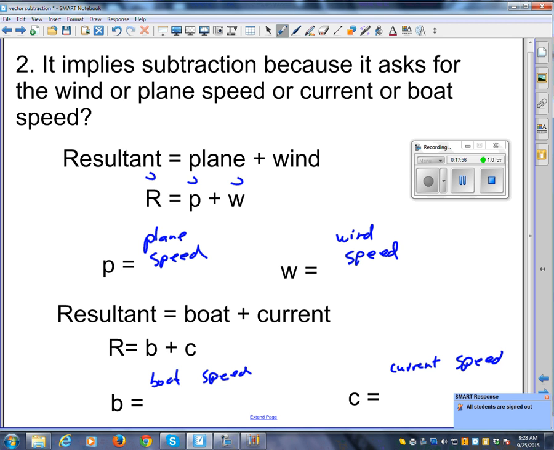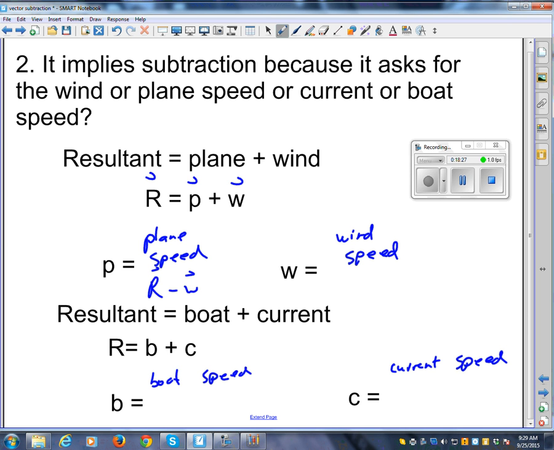This is where I'm going to lose you. I can tell already. I'm losing people. I'm worried. Okay, so if I rearrange this equation for P, solve for P, isolate P, the plus W has to go to the other side, it becomes negative W. So the plane speed is going to be R minus W, isn't it? The plane speed is the resultant speed minus the wind speed.